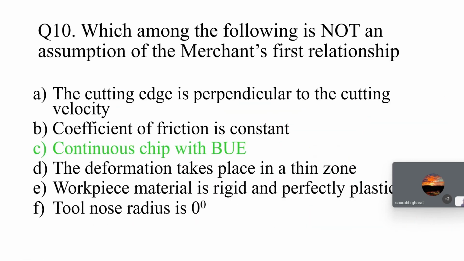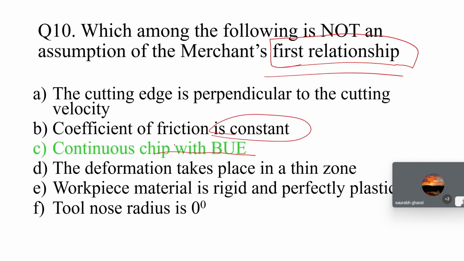Which among the following is not an assumption of Merchant's force relationship? This is a problem that I asked you in the previous set also. You just need to focus on what these assumptions are: the cutting edge is perpendicular to the cutting velocity, which is the case in orthogonal cutting; the coefficient of friction is constant, which is correct. Then, continuous chip with built-up edge. Here they are writing with built-up edge, which seems to be problematic.